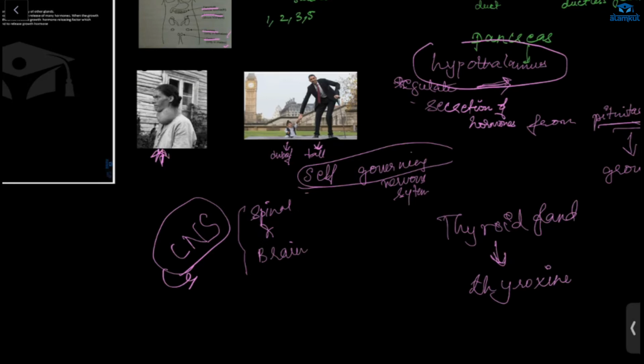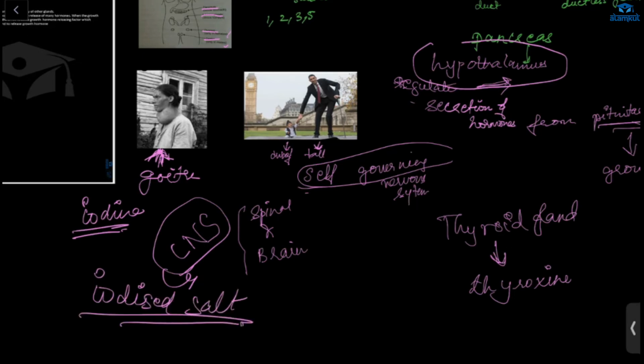What is happening here? This disease is goiter. Why? Because there is insufficiency of iodine. Okay, and to reduce this, what do we use? Iodine, yes, we use iodized salt. Yes, correct.